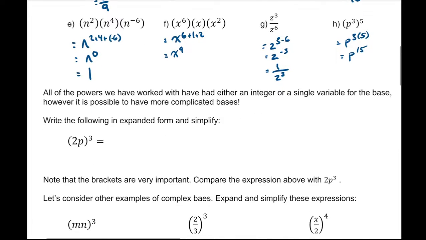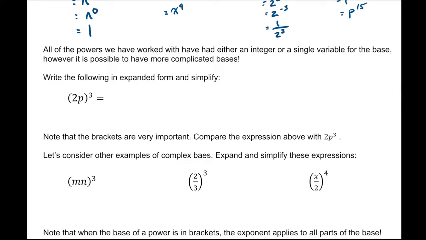Now, all the powers that we've worked with before have either had an integer, so a value, or a single variable for the base. However, it is possible to have more complicated bases. So for example here, 2p to the power of 3 is an example of a power that we could have.